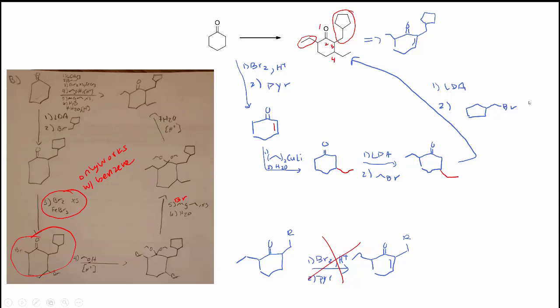All right, questions there? All right, so now, because I've forgotten, I looked back at our reaction book here, and the Br2 H+ does go to the more substituted side. So if you had added the cyclopentyl bromine first, and then did the Br2 H+, that would have been okay. So this step is okay.